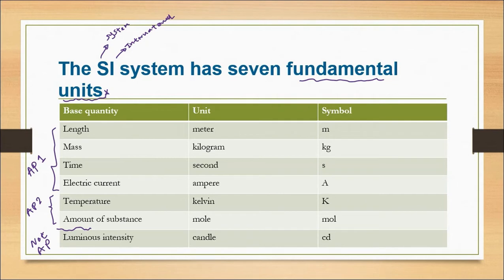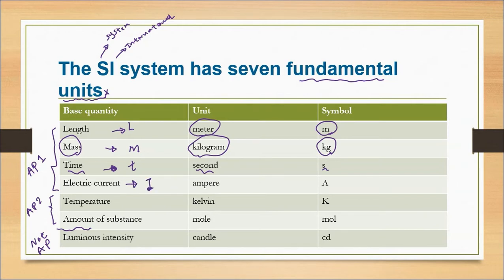So length, the symbol of length is L. The unit is meter, not kilometer or centimeter, it is meter. And the symbol of meter is m. Mass, kilogram, not gram, it is kilogram. And the symbol of kilogram is kg. Time, the SI unit for time is second, and the symbol is s. The symbol of time is T, the symbol of mass is M, and the symbol of electric current is I.